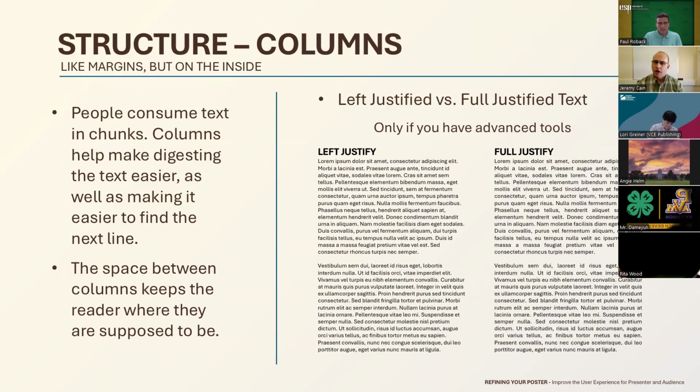Next, we're going to talk about columns. You remember in the beginning diagram, the poster is divided up into a left, a center, and a right, and you can stick to that idea by using columns for text and images. People consume text in chunks, and columns help make digesting that text easier, as well as making it easier to find the next line. Space between columns keeps the reader where they're supposed to be instead of drifting off into other columns.